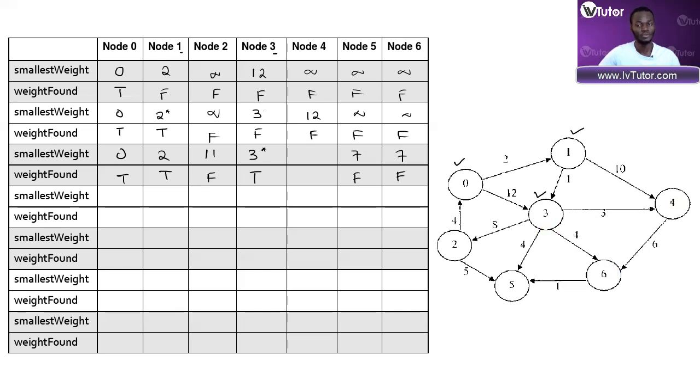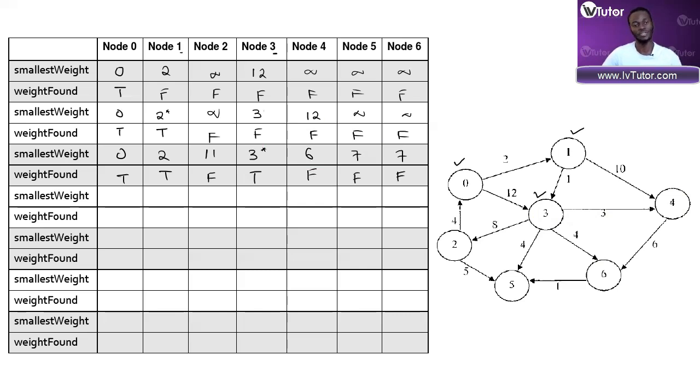I can go to 4, which is 3 plus 3. So 4 gets a 6. I compare here. Is it less than 12? Yes. So I put 6 here. And false. I'm done with this iteration.